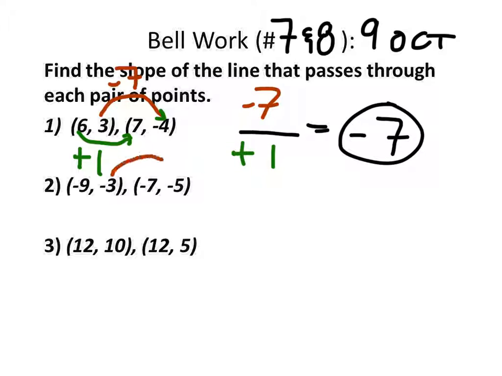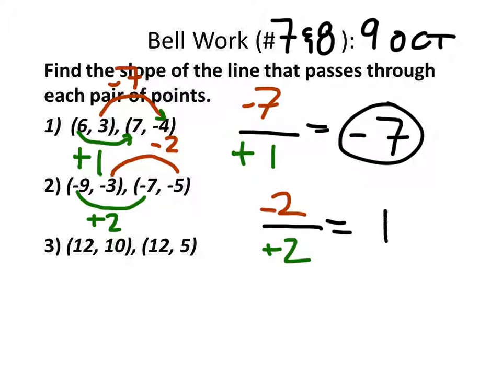We're going to do the same thing. Connect the Y's, connect the X's. And from negative 3 to negative 5 is? Negative 2. Yeah, you'd subtract 2. From negative 9 to negative 7, you would? Add 2, okay? So this one, as it turns out, is negative 2 over positive 2, which simplifies into negative 1.